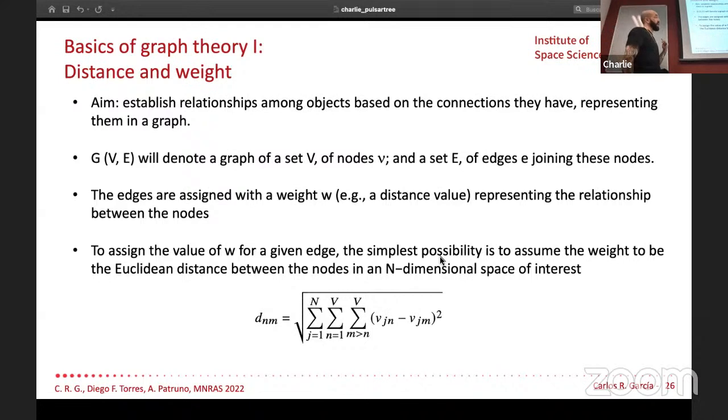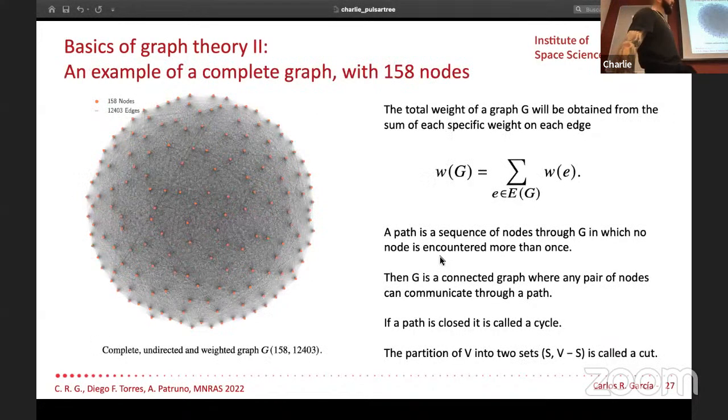For that reason, I was trying to give you a clear situation about the variables we are going to consider, because if you want to apply this equation, you have to keep in mind the variables that you are going to use. Well, this is an example of a graph. Here you have a graph composed of 158 nodes and 12,403 edges. So this is a complete, undirected and weighted graph.